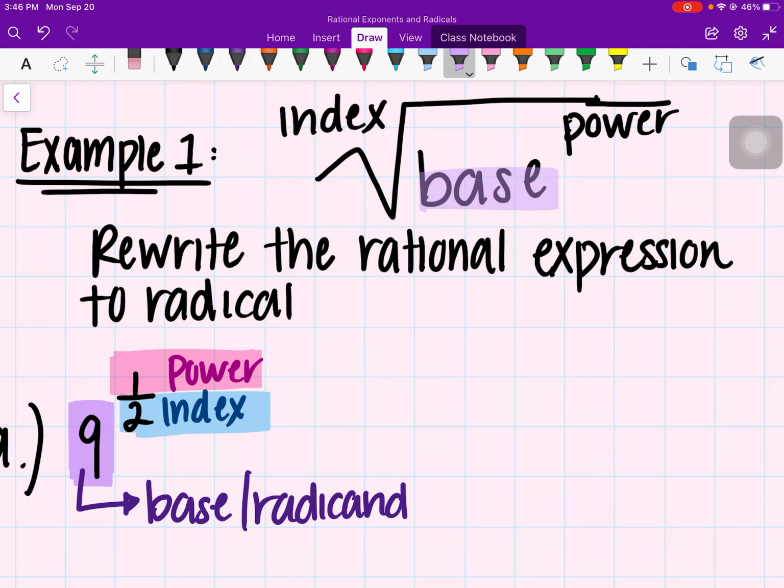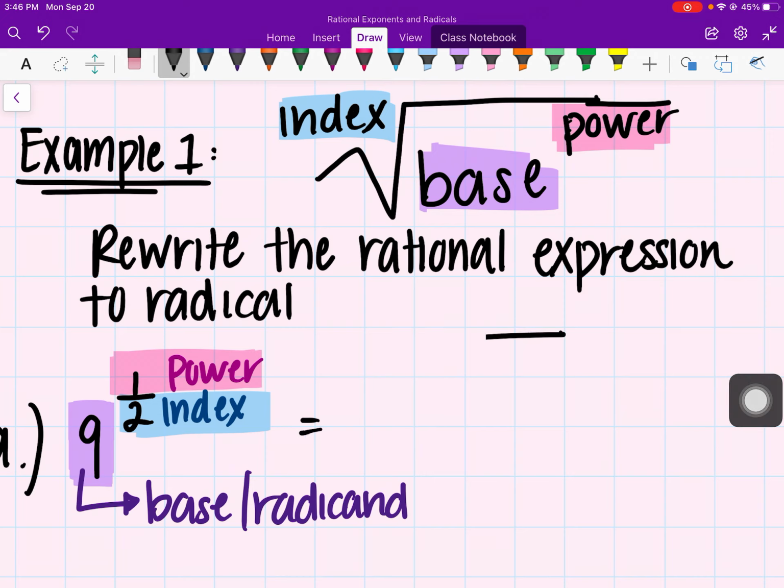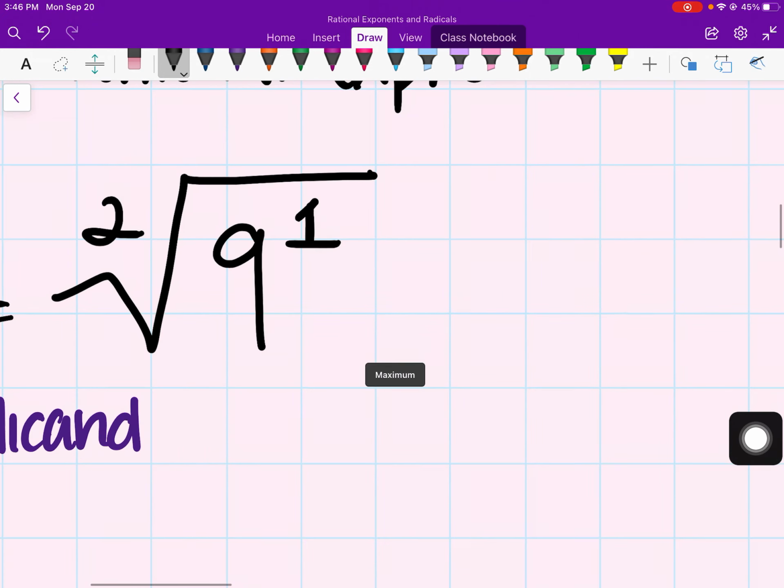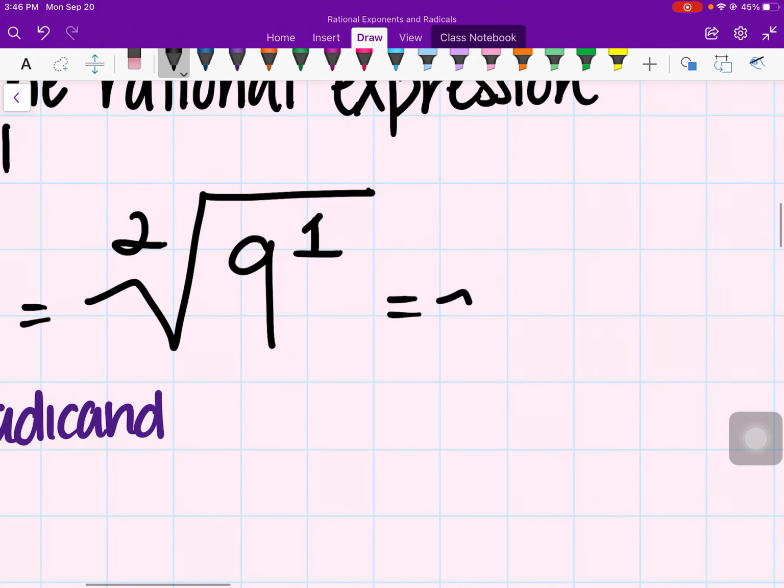So I'm just going to go ahead and color code these. So that's what we're going to go ahead and do here. If I want to go ahead and rewrite 9 to the 1/2, that is going to be the radical in this case with the base of 9, exponent of 1, and an index of 2. Now, I could actually rewrite this because this is actually known as the square root of 9. So when I write this, it's actually just going to be the square root of 9.